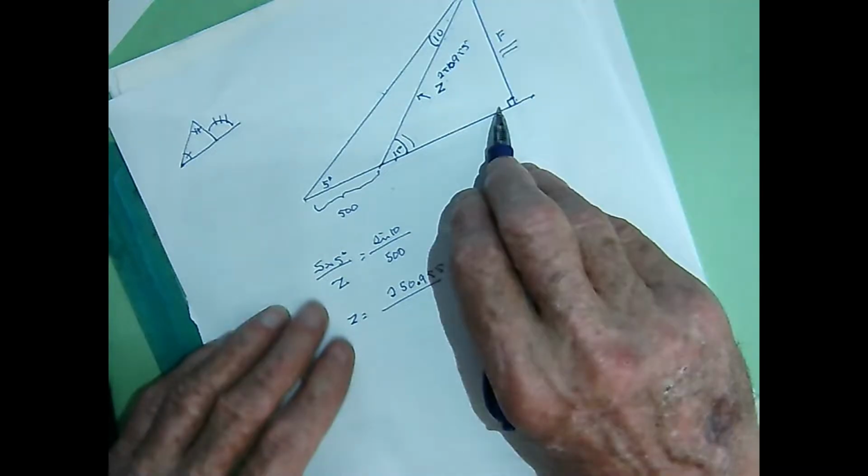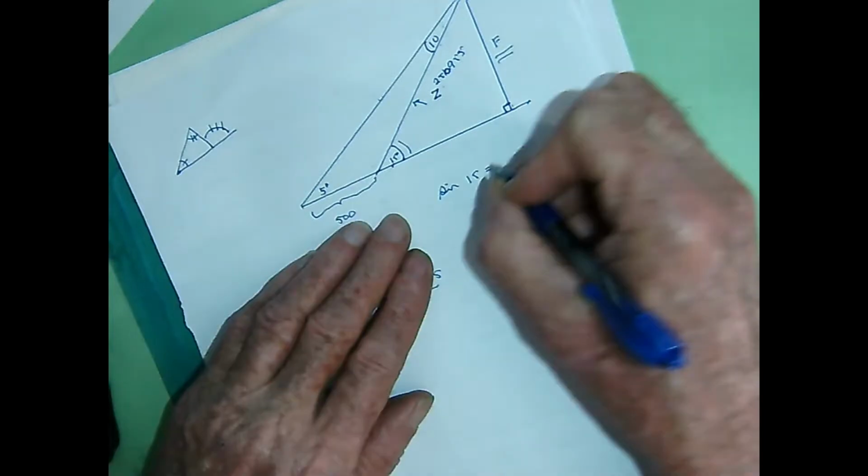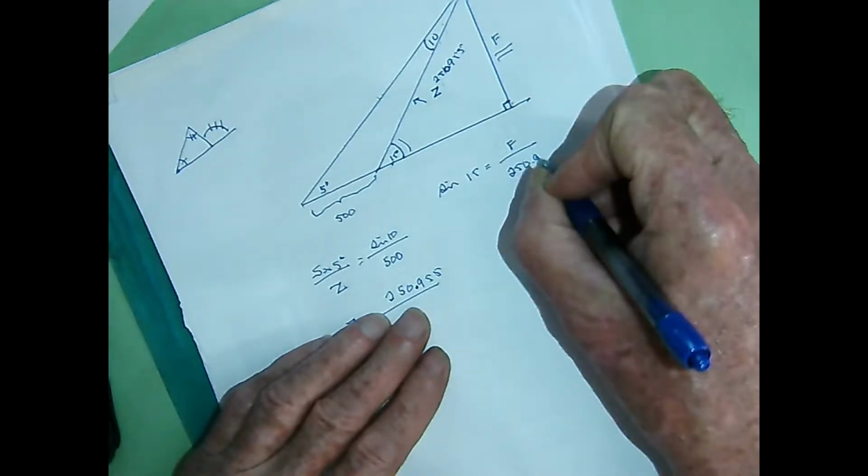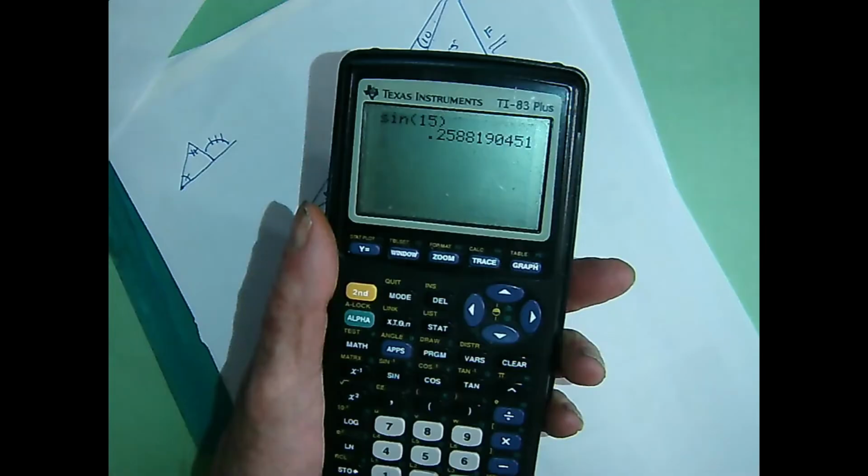I want to know the opposite. I do know the hypotenuse. I could use the sine, couldn't I? Just a straight sine function. The sine of 15 is equal to F over that pretty big hypotenuse right there, 250.955. Equals, and now I'm going to write what the sine of 15 is right there. Sine of 15, I have found to be 0.2588 over 1.